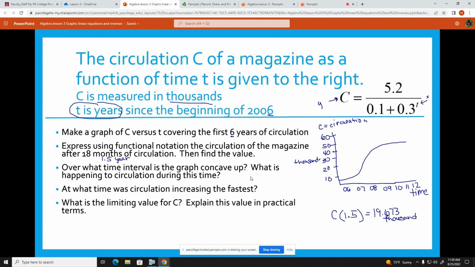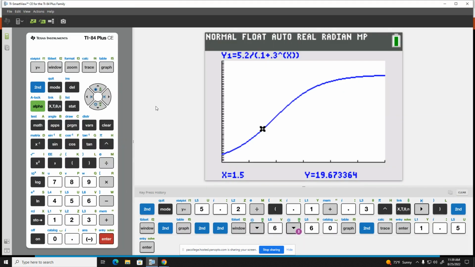Now, I told you there was a couple different options. So we did the value, and we did that by using second and the trace key. And that got us to the calculate menu, and we chose to calculate a value. The other option that we have is to use our table.